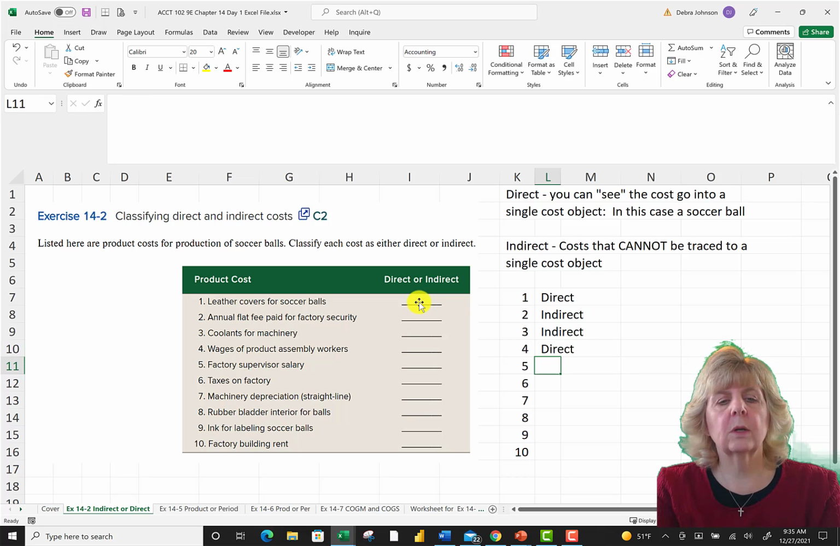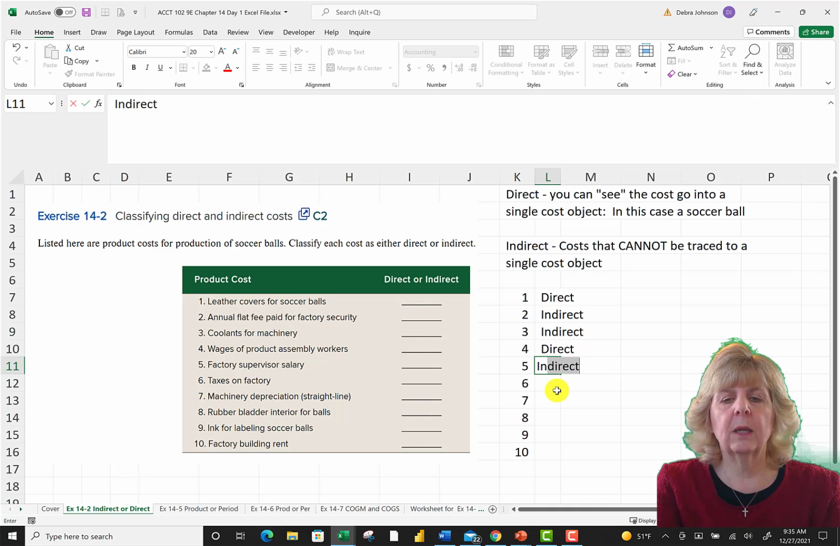The factory supervisor salary. Typically a supervisor is doing just that, walking throughout the factory, making sure that everything is in order. They are typically not on the line. So because that factory supervisor's wages are not considered touch labor or dirty hands labor, that would be an indirect cost of the soccer ball.